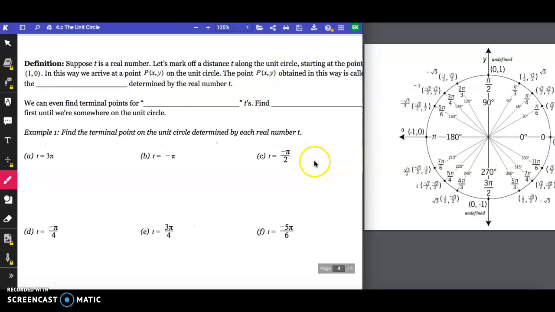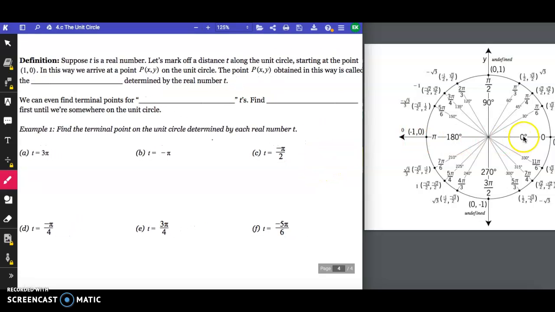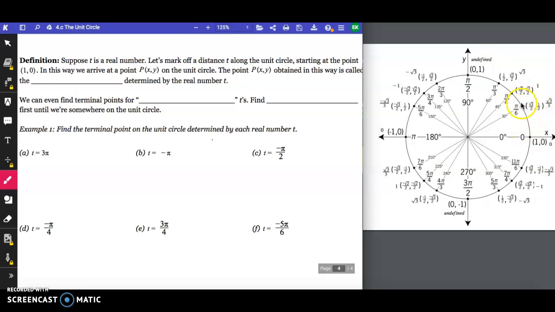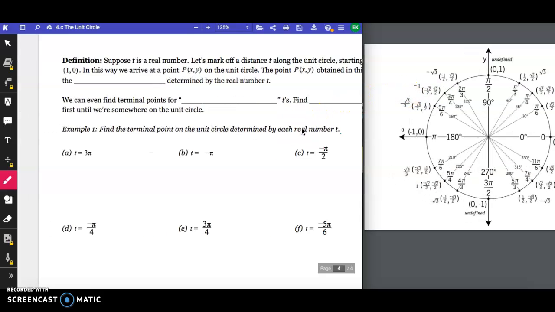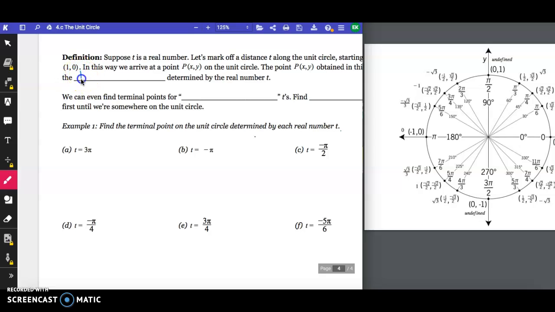Okay. So if we're starting at the point 1, 0 and then we mark off a certain distance going counterclockwise, that way we could arrive at different points around the unit circle, right? So I could arrive at the first point, second point, third point, fourth point, and so on and so forth. The points obtained in this way are called the terminal points. So this is what a terminal point is. And so all of these are terminal points that you would arrive at.